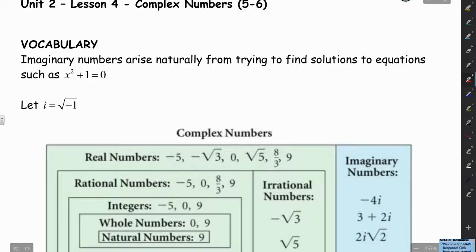Hi everyone, in this lesson we're going to be talking about imaginary numbers. And imaginary numbers arise naturally from trying to find solutions to equations such as x squared plus 1 equals 0. In the past, if we tried to solve that, we would move the 1 over, and we would take the square root of both sides, and what we would end up with was a negative under the radical. And at that point we would say, okay, well we're only working with real numbers, so we're kind of dead in the water with this one.